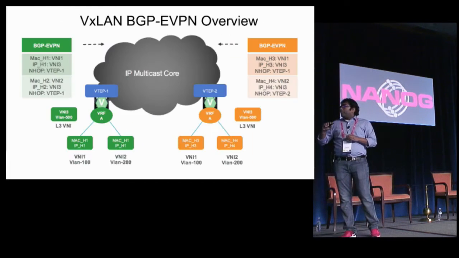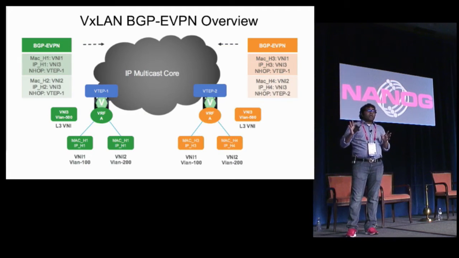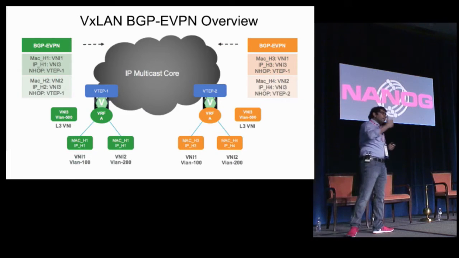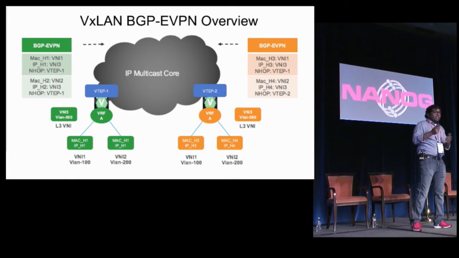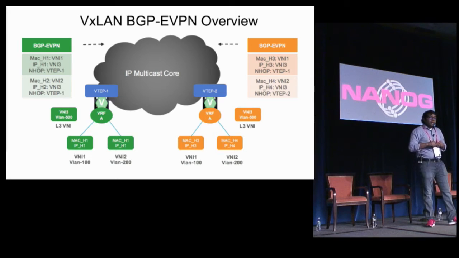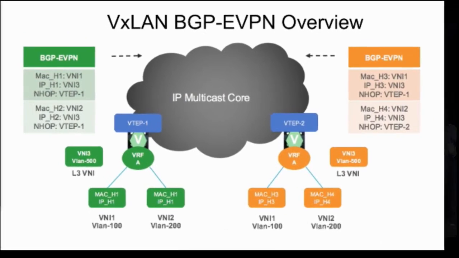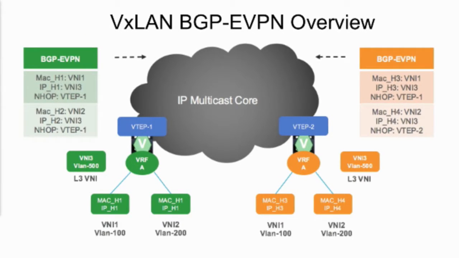So this is how your regular deployment will look. You have an IP multicast core, you will have spines and leaves, and on the leaves you will have the endpoints terminated. You will have different leaves part of a particular tenant. In the tenant you will have both layer 2 and layer 3 VNIs. Remember, there will be only one layer 3 VNI, and you can have multiple layer 2 VNIs per tenant. Over here, you can see different layer 2 VNIs and one layer 3 VNI.